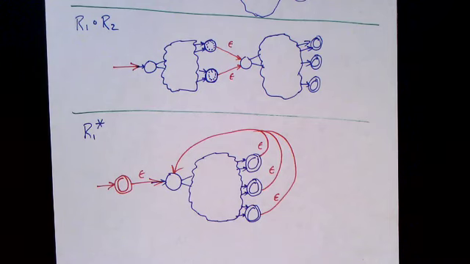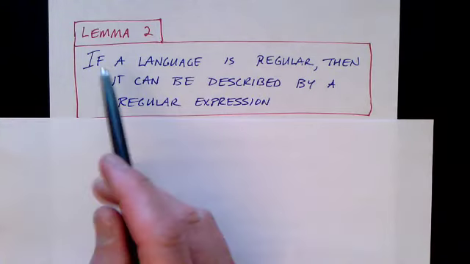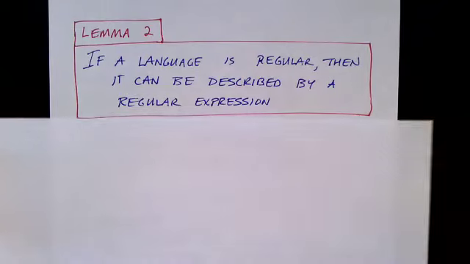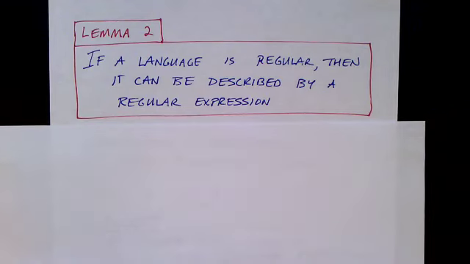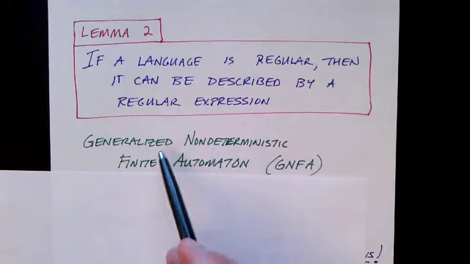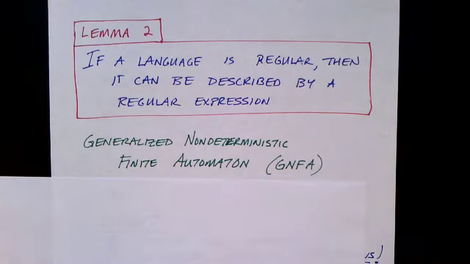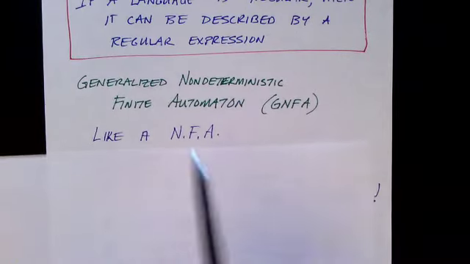So now we turn to the other direction. The other direction of the proof is that if a language is regular, then we can find a regular expression to describe it. And this part of the proof is pretty complicated. So the rest of this video is going to be occupied by giving the proof and then working through an example. And the key concept we're going to use is this idea of a generalized non-deterministic finite automaton, or GNFA. This is not exactly a non-deterministic finite automaton, but it's similar.